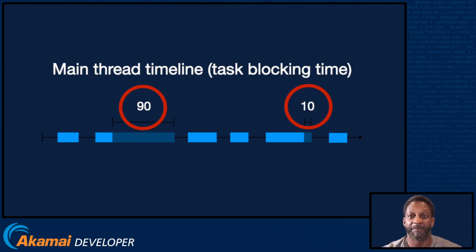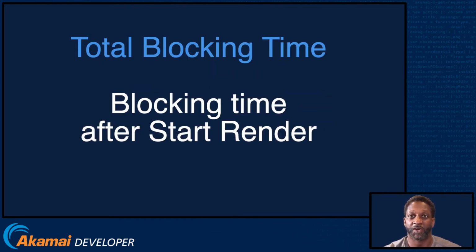Any long tasks that happen before first contentful paint and block the page from rendering are not included in total blocking time. So total blocking time is not, in fact, the total blocking time for the page. It's better to think of it as the blocking time after start render. Total blocking time is a great companion metric for time to interactive because it helps quantify the severity of how non-interactive the page is prior to becoming interactive.